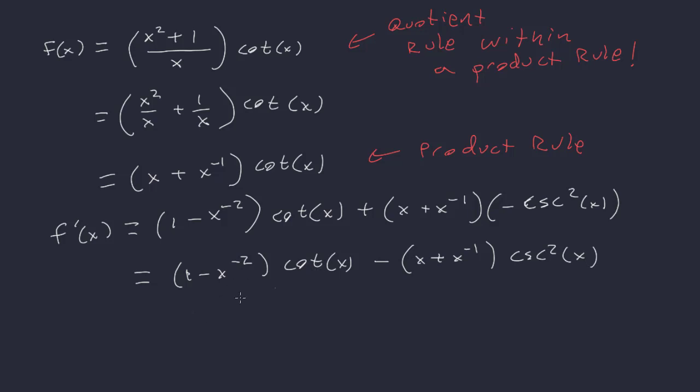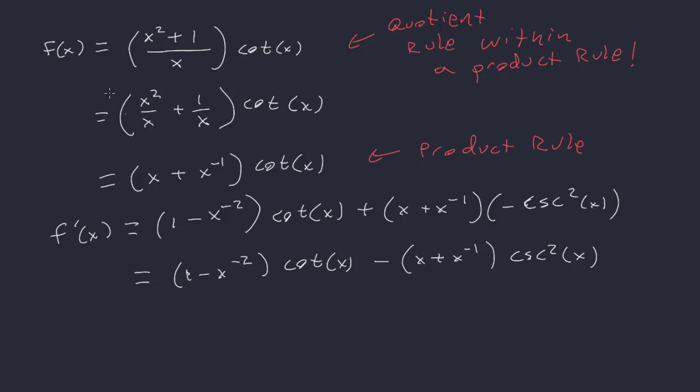All right, and that's it. We have 1 minus x to the negative 2. Yes, you can leave it like this. Or you could rewrite it as 1 over x squared, but I don't see a need to do that. You can leave it like this, times cotangent x, minus x, plus x to the negative 1 times cosecant squared x.